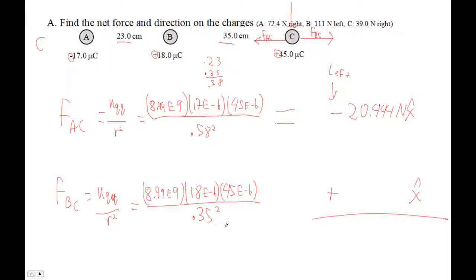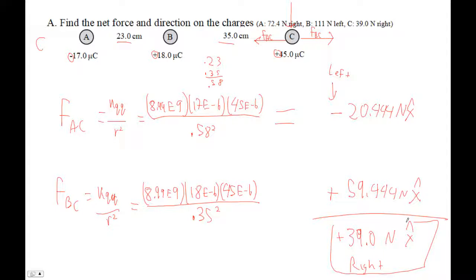Okay, here we go. So this is positive 59.444 newtons to the right. And now all we do is you just add these guys up. And this ends up being positive 39.0 newtons. So it's to the right.